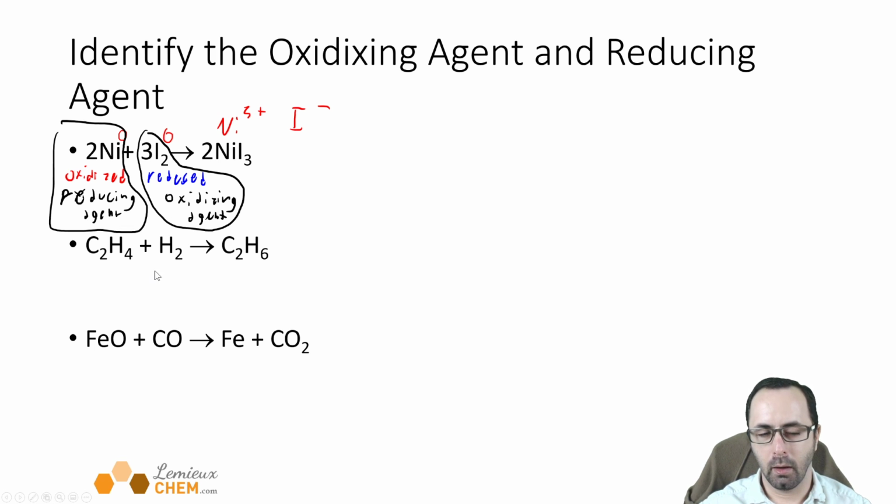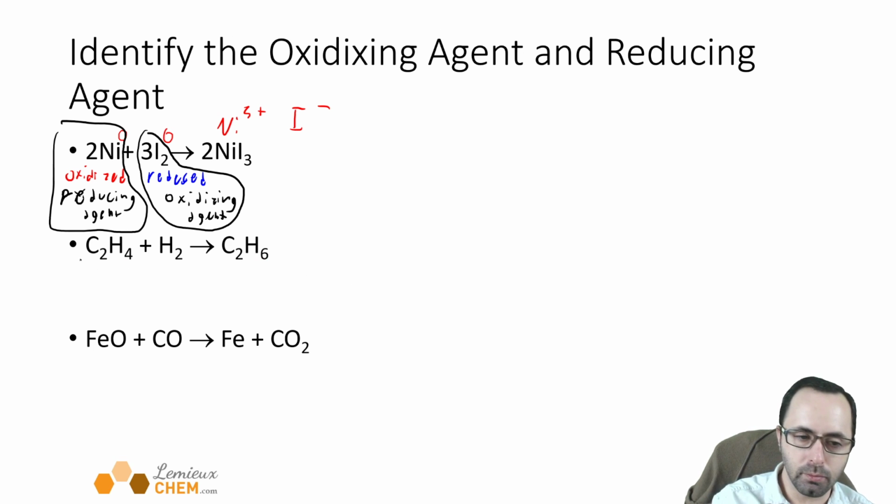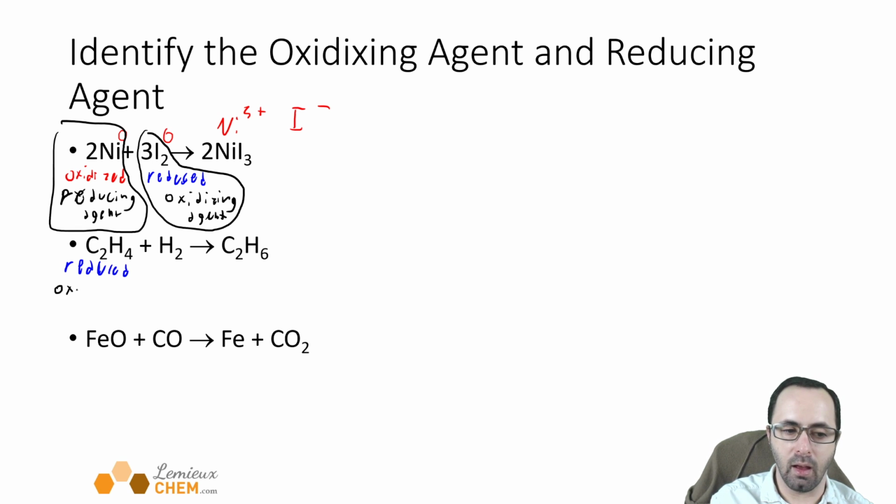Okay, another example here. C2H4 reacting with H2, making C2H6. This is all covalent compounds, and we can see that hydrogen is being gained. So we should use the hydrogen gain or loss. So here the C2H4 is gaining hydrogens to make C2H6. So since it's gaining hydrogens, we say that it was reduced. So the C2H4 was reduced, which makes it the oxidizing agent.